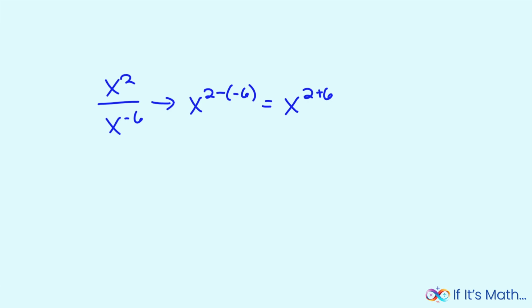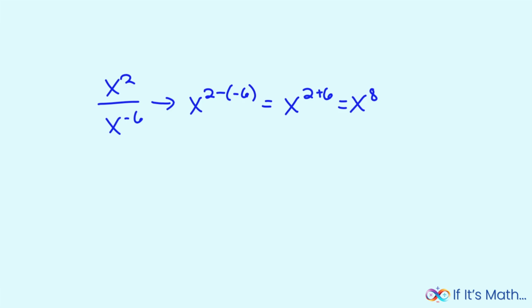And if you have x squared divided by x to the negative 6th, it looks kind of intimidating, but it doesn't matter if it's negative or not. It's going to be the same rule. You have x to the 2 minus negative 6, which is the same as x to the 2 plus 6, which is x to the 8th power.